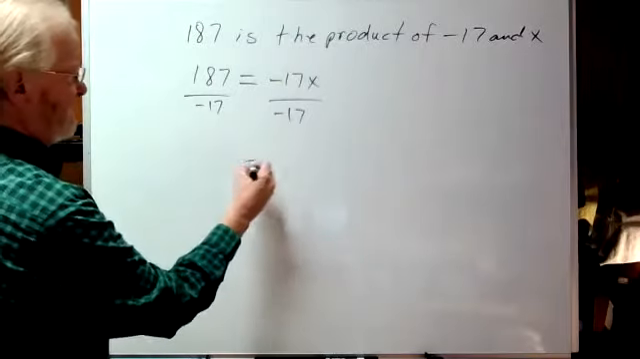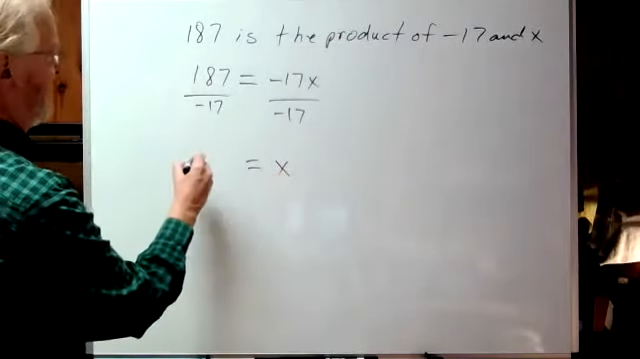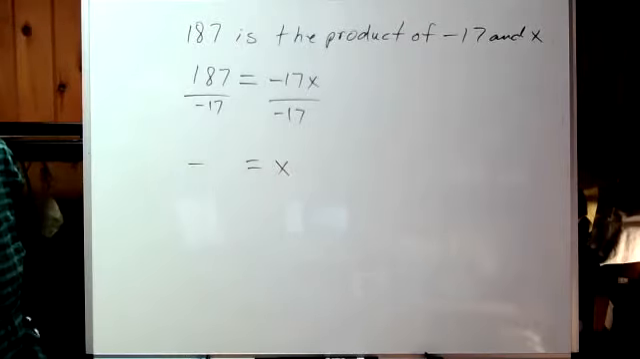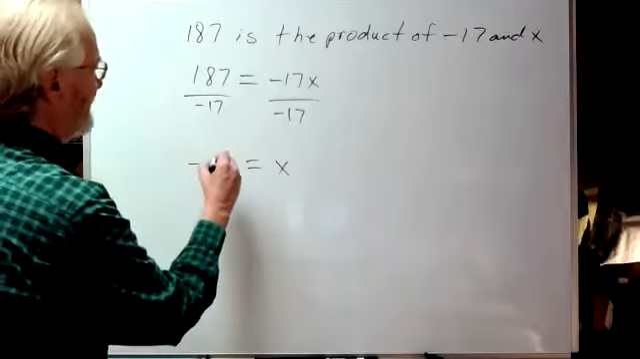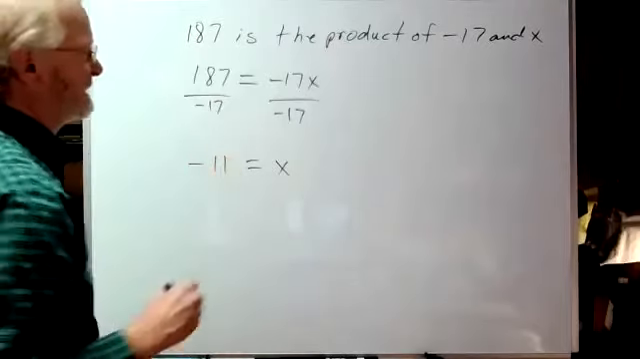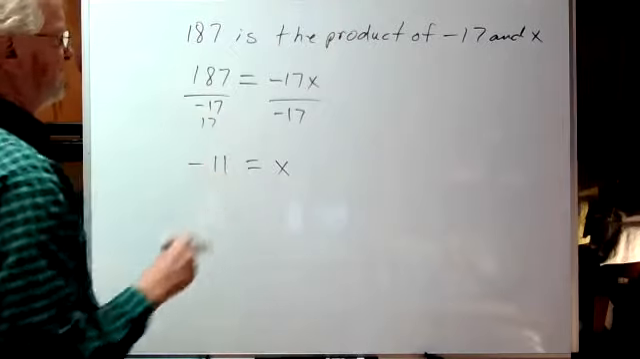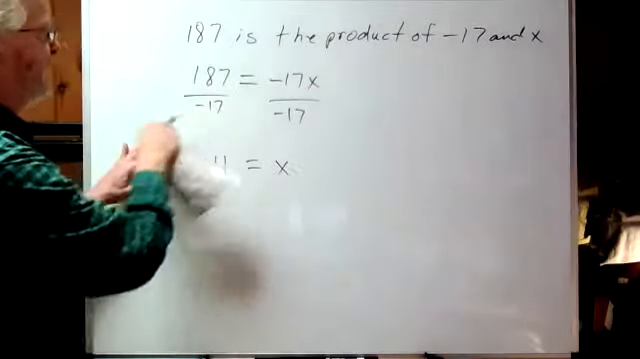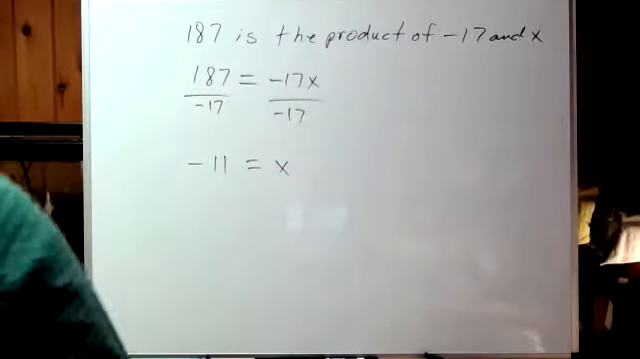And so that'll get us x. Positive divided by negative is negative. -11. 17, 17. If you're stacking them up, multiplying, -11, I believe. So I agree. Right. 17, 17 gets us one. I multiplied it. -11. Is that okay?